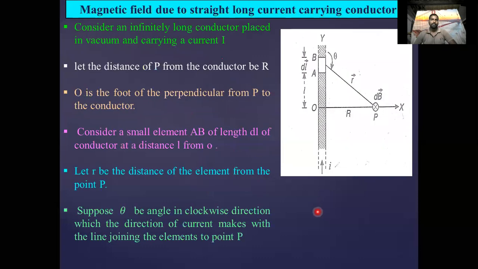Now, first application of the Biot-Savart law: magnetic field due to a straight conductor carrying current. See this figure. This is a straight, long conductor carrying current I. How long? Consider an infinitely long conductor placed in vacuum or air. In this conductor, the current carried is I.